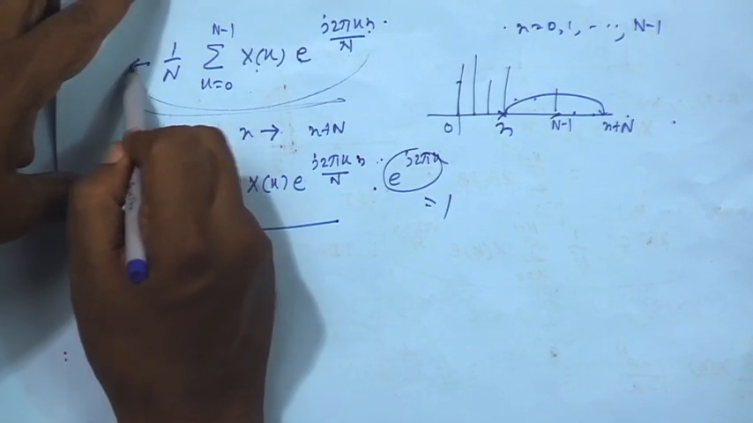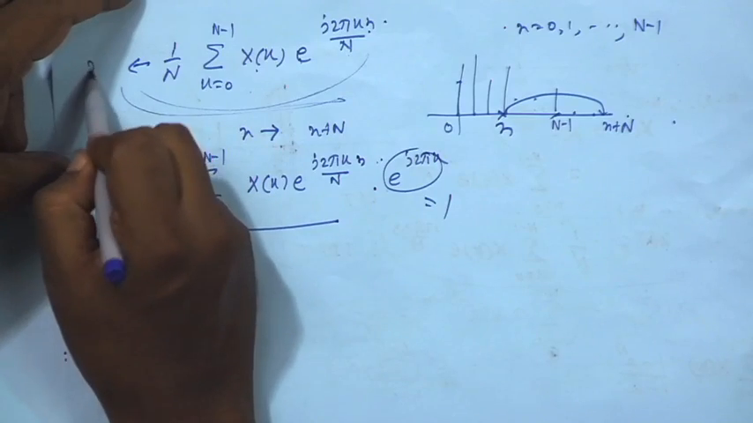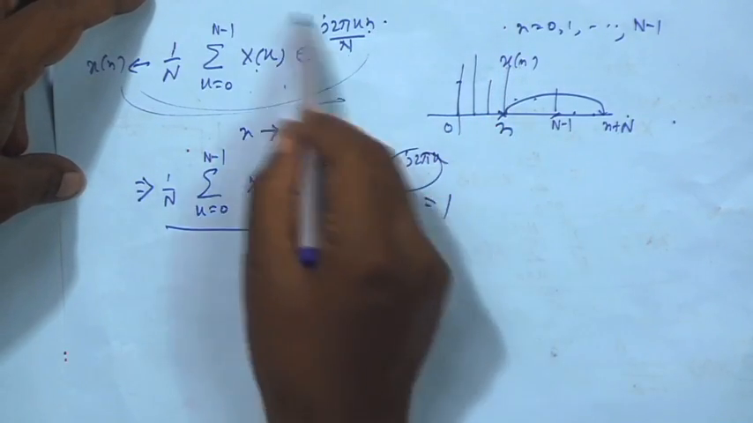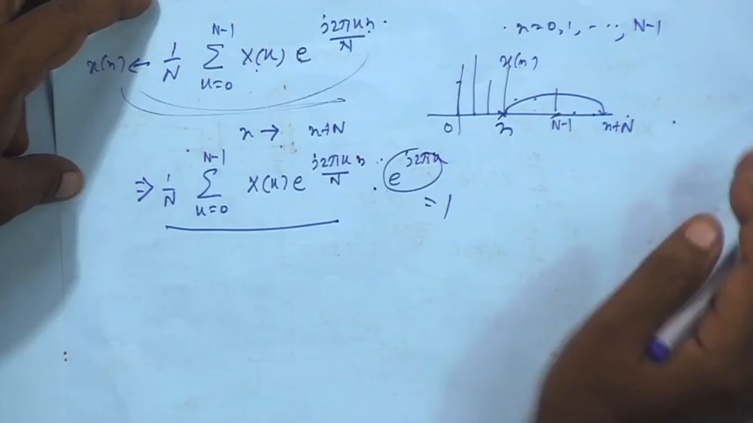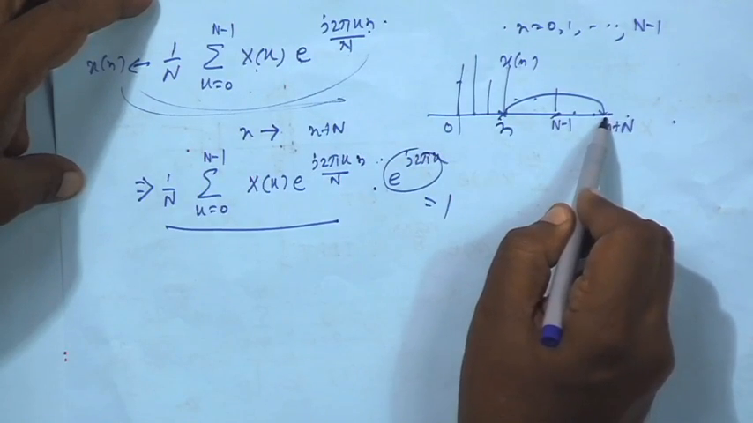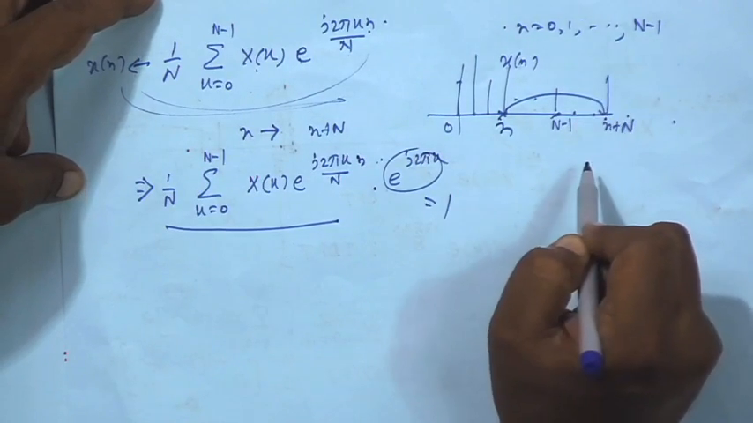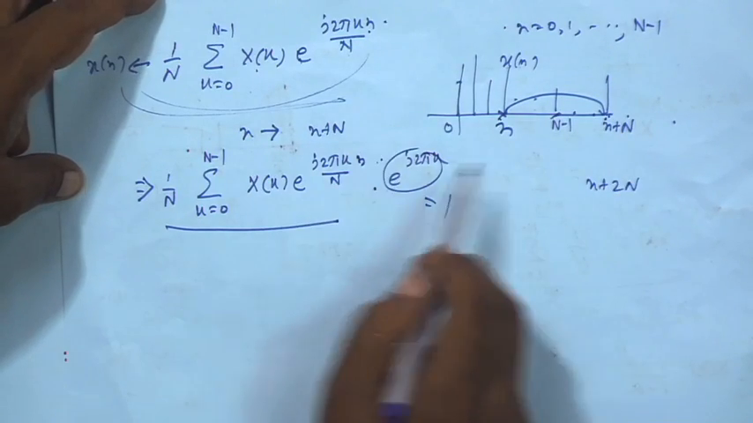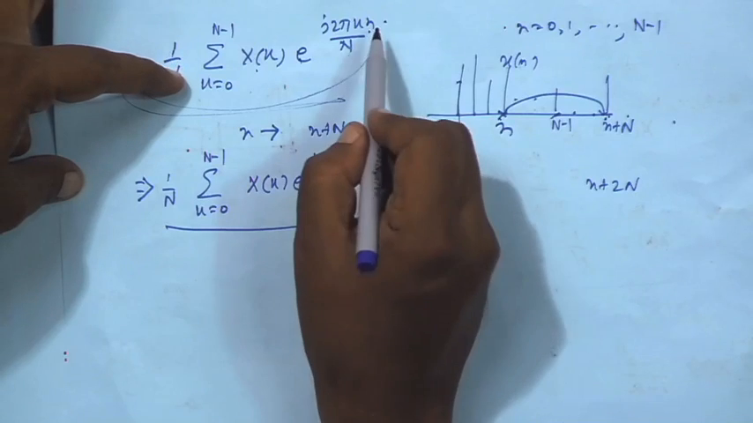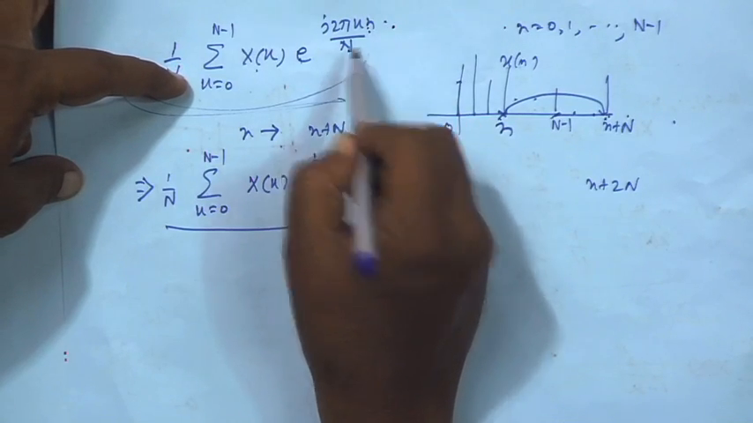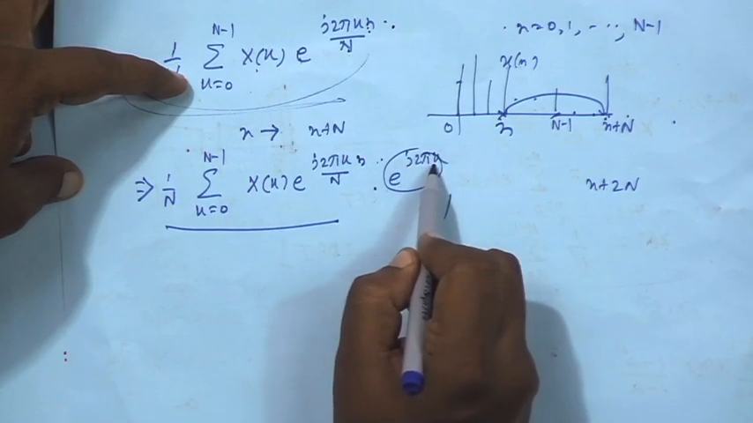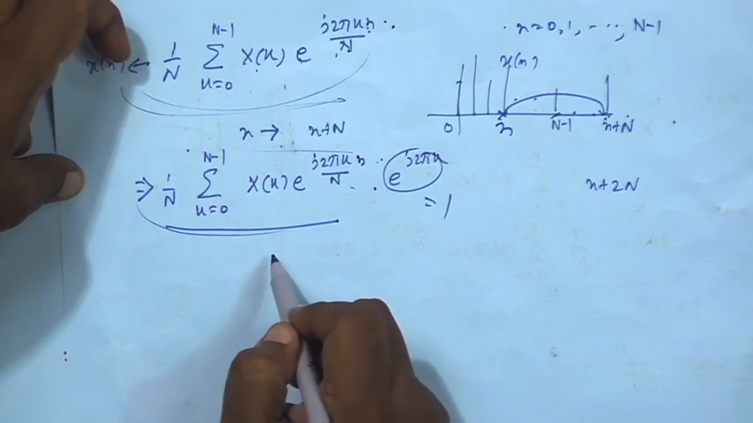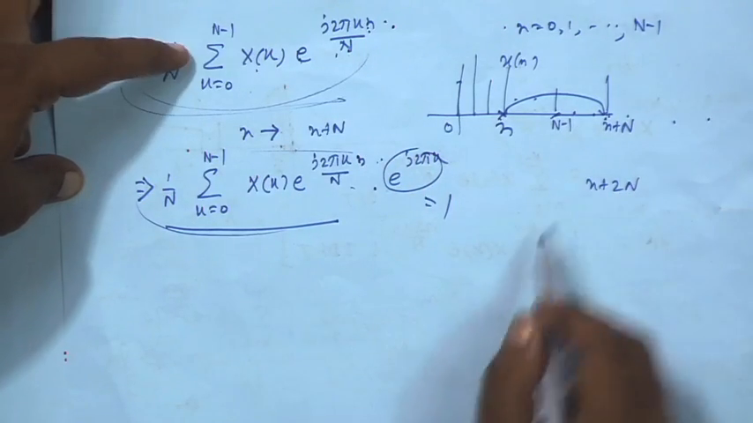That means, if this sample is some x n, and now in this formula I allow small n to go beyond, to jump by capital N, the same x n will come here. If I go to n plus 2N, then 2N and N will cancel, it will be e to the power j 4 pi k, again that is 1. So again you will get back this summation, which is the same as this. So x n will come at n plus 2N also.